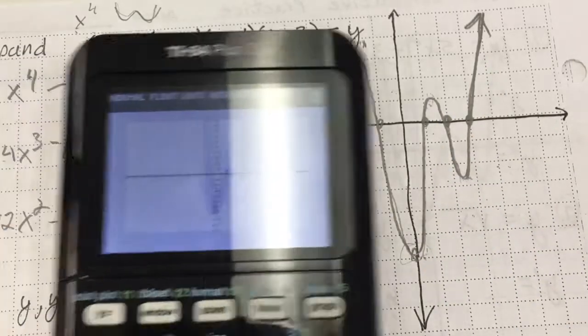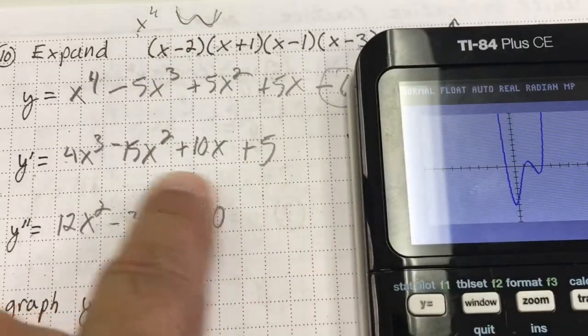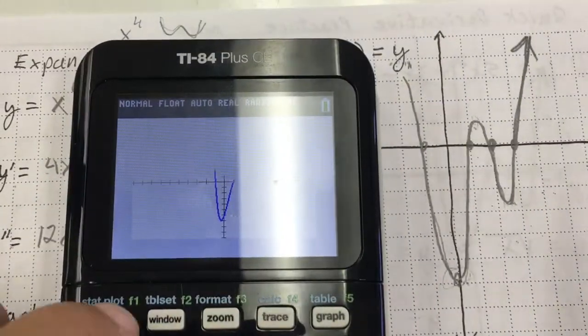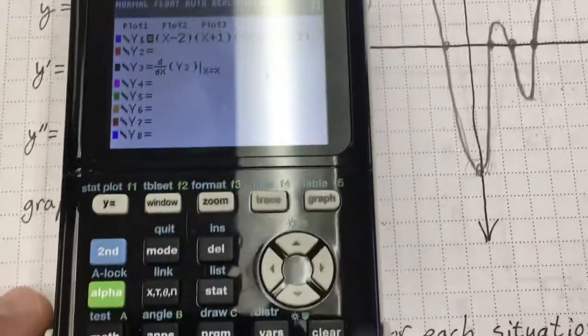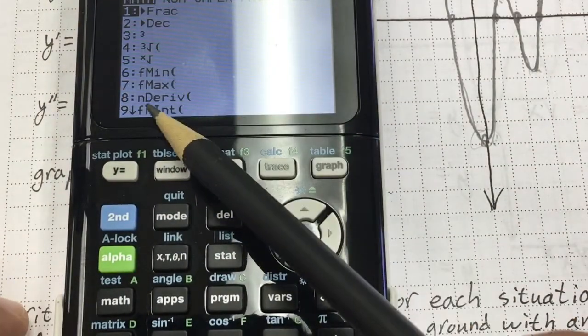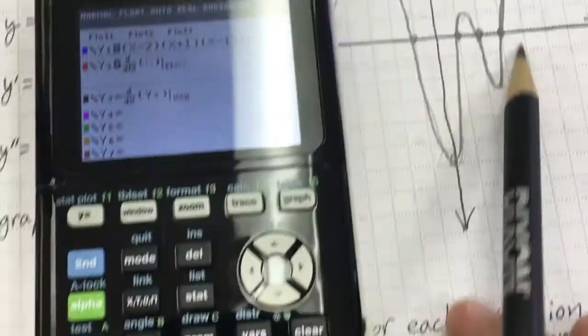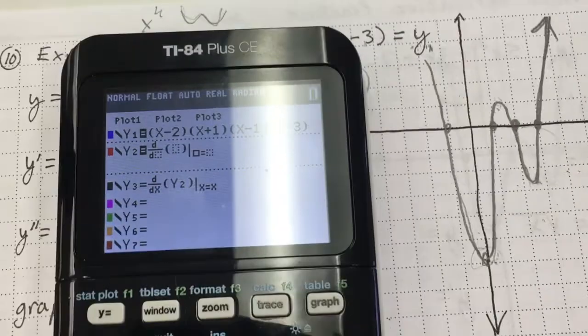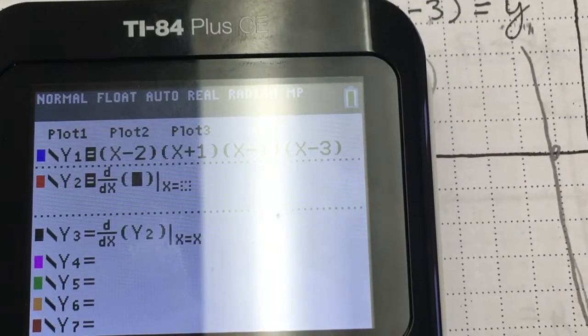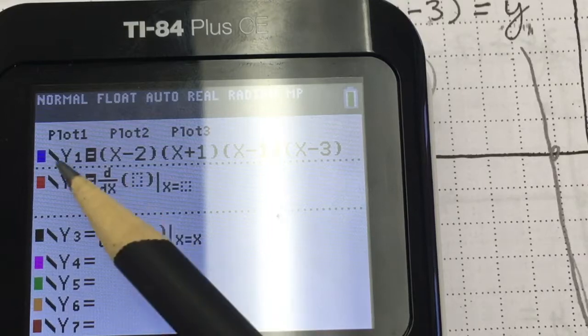Now I'm going to show you how I can graph the derivative without having to evaluate it. I'm going to graph the derivative of this curve. What you want to do is hit math. And notice, 8 is the derivative, math 8. And it gives you this d/dx. And that's d/dx of, and now here's the trick. I need to put my first equation, y1, in there.